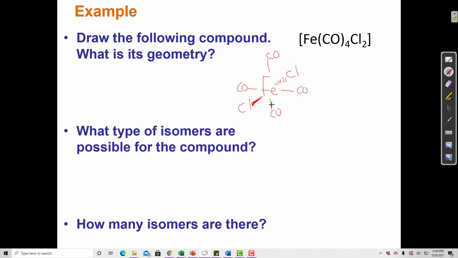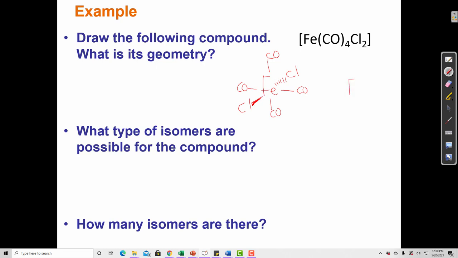Everywhere I try to put them from where they are will effectively be equal, with the exception of one move, because if I make one move, then I can put them in a different place while also putting the chlorides in a different relationship. So right now I have 2 180 degree relationships, right? Carbon monoxide is 180 degrees apart from here. Carbon monoxide is 180 degrees apart from here. And chloride is 180 degrees apart from here.